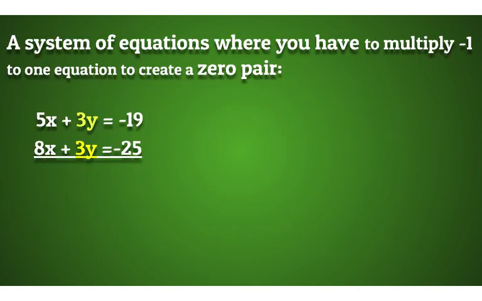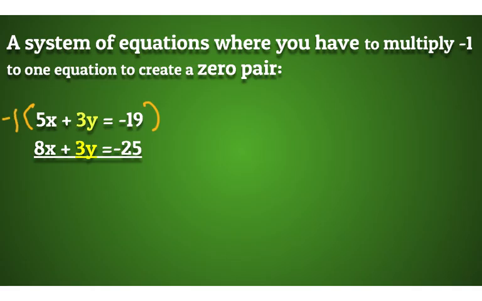Next, we have a system of equations where you don't have a zero pair. You actually have two positive 3y's. In order to solve this problem, to create elimination, you have to create that zero pair. And in order to do that, you're going to multiply one of the equations by a -1.